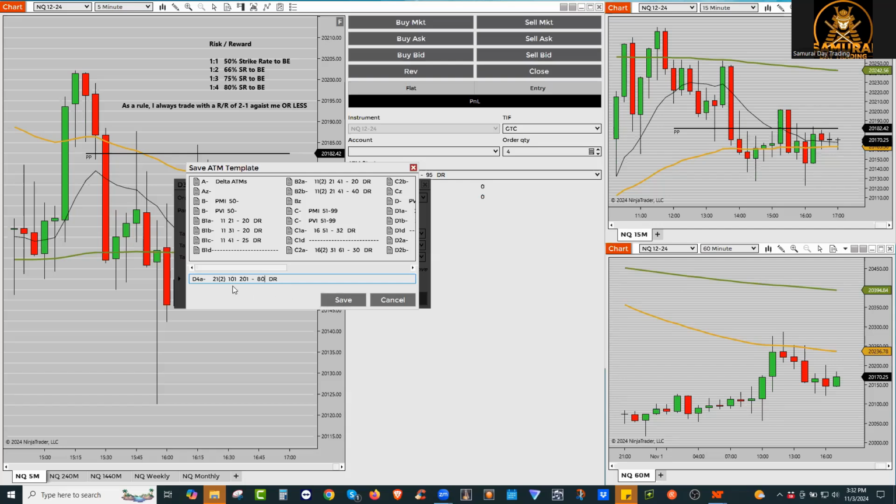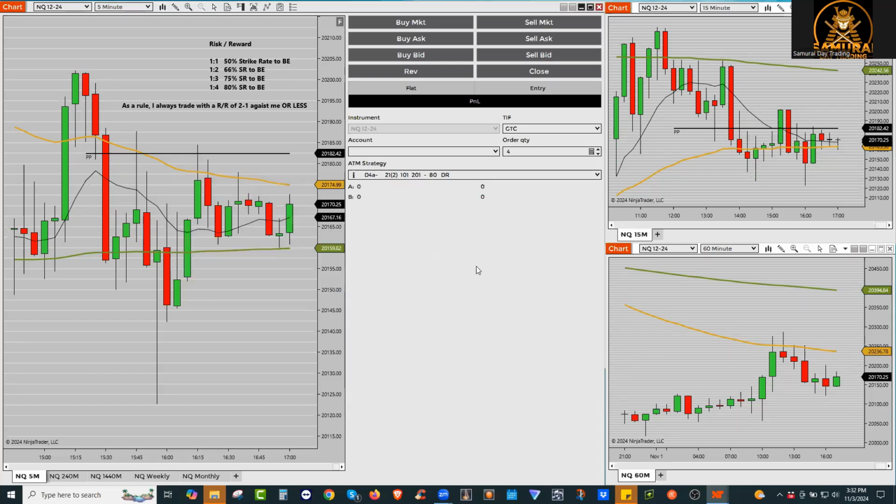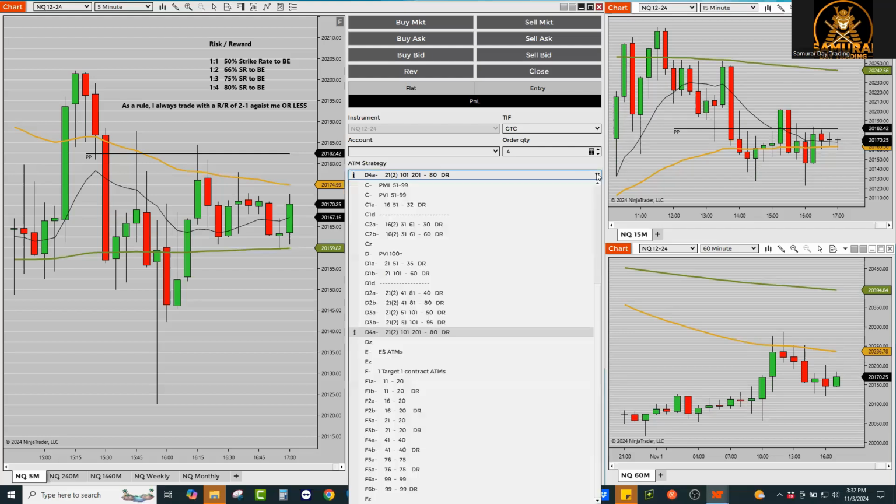And the neat thing is you de-risk after 21 ticks. Now you're sitting at minus 18. The market has 40 ticks to play around before it takes off and hits your 100 and 200s. So we're going to save that. Okay. Does that look right? There you go. 2 times 21, 101, 201, 80.